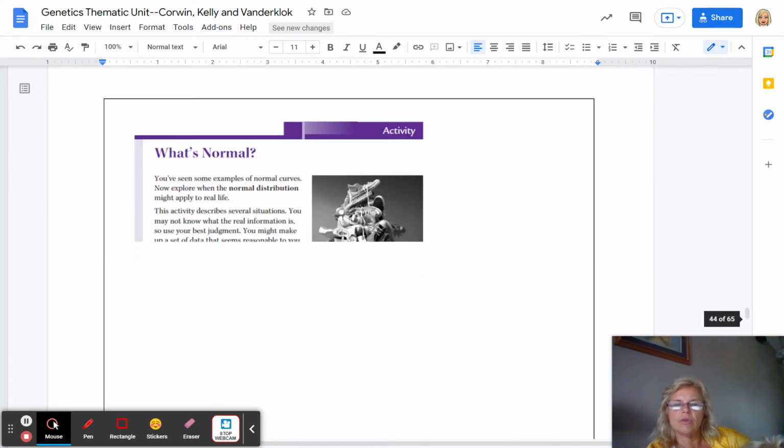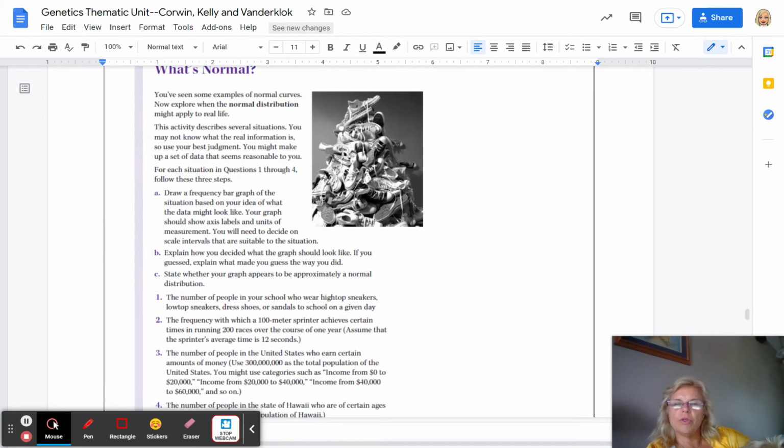I'm scanning through here to show you what is normal. So in this, there are examples of a normal curve. Previous to this, we've taught straight lines and linear distribution, and now we're talking about curves and lines that bend. And in this activity, they draw frequency bar graphs and explain different situations.